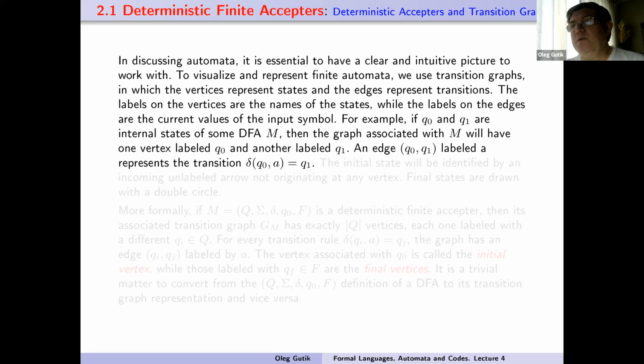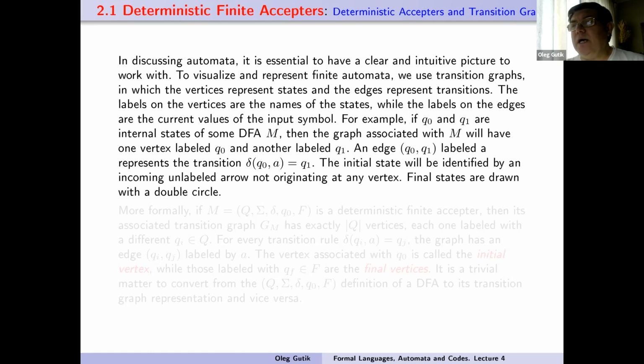An edge (q0, q1) labeled by the symbol a represents the transition δ(q0, a) = q1. The initial state will be identified by an incoming unlabeled arrow not originating at any vertex. Final states are drawn with a double circle.